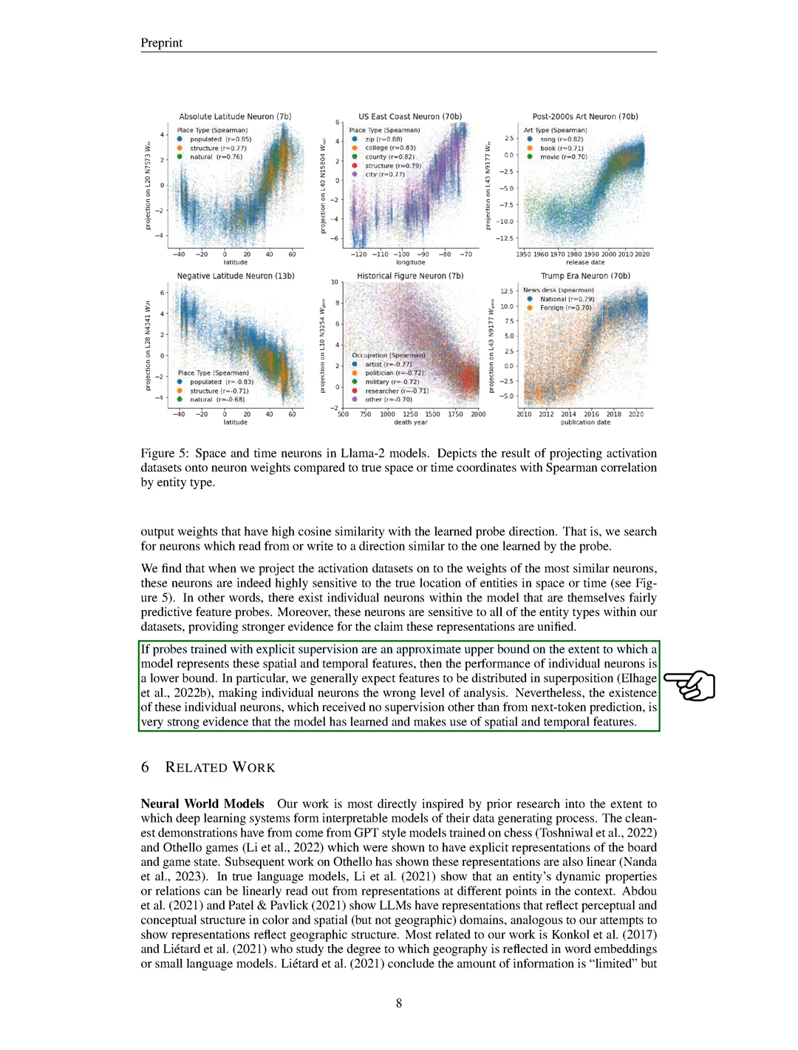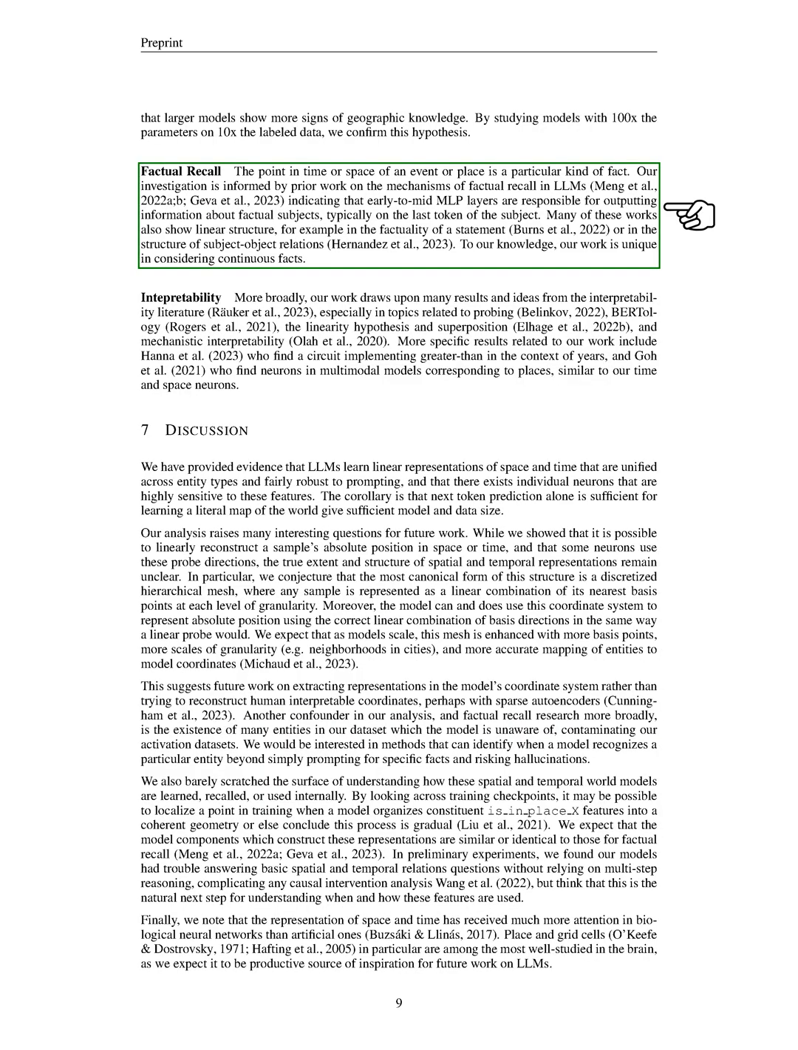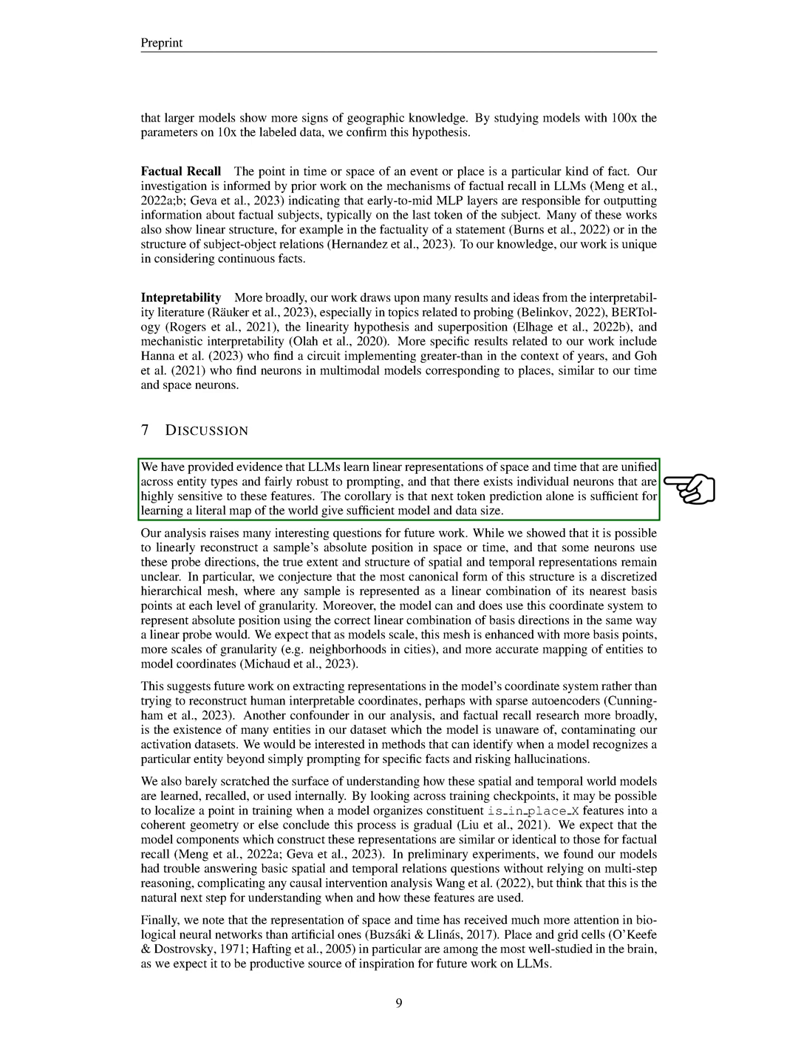Our research is inspired by previous studies into how deep learning systems form interpretable models of their data-generating process. The most clear-cut demonstrations have come from models trained on chess and Othello games, which were shown to have explicit representations of the board and game state. Other work has shown that these representations are also linear. Our work is unique in considering continuous facts. We have provided evidence that large language models, LLMs, learn linear representations of space and time that are unified across entity types and fairly robust to prompting.